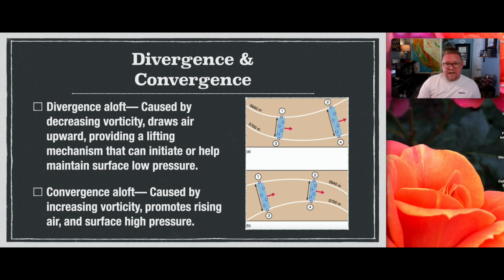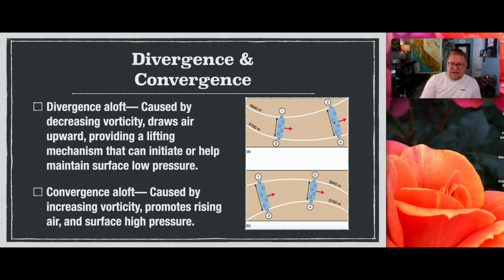So then let's look at this convergence and divergence. So this is looking again at the surface. These are looking at a couple things. We're seeing the barometric pressure in these isobars, so these pressure gradients, and we're seeing whether the distance is starting to increase or decrease. So if it's starting to essentially spread apart, it's considered divergence aloft, which is caused by decreasing vorticity, which draws air upwards naturally and provides a lifting mechanism that can initiate or help maintain that surface low pressure.